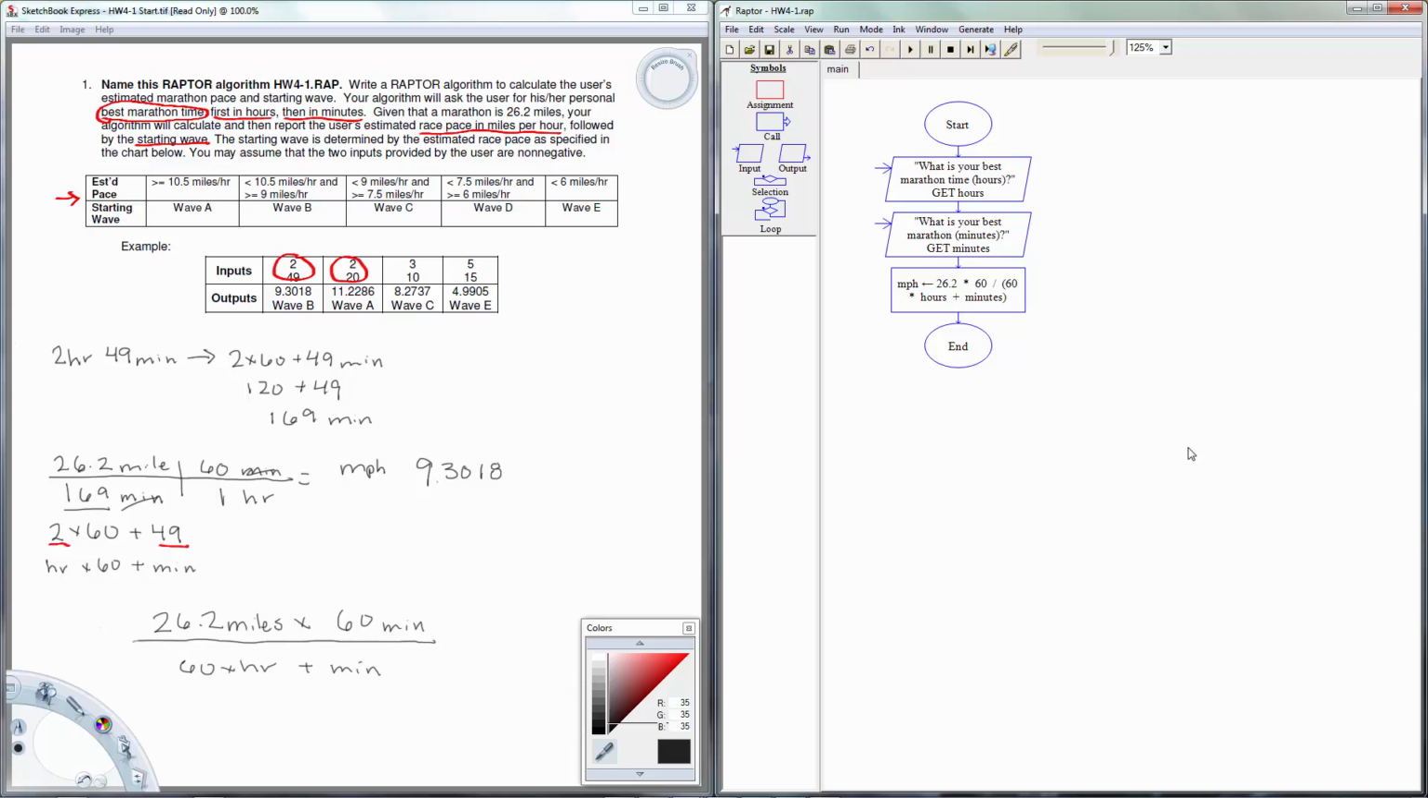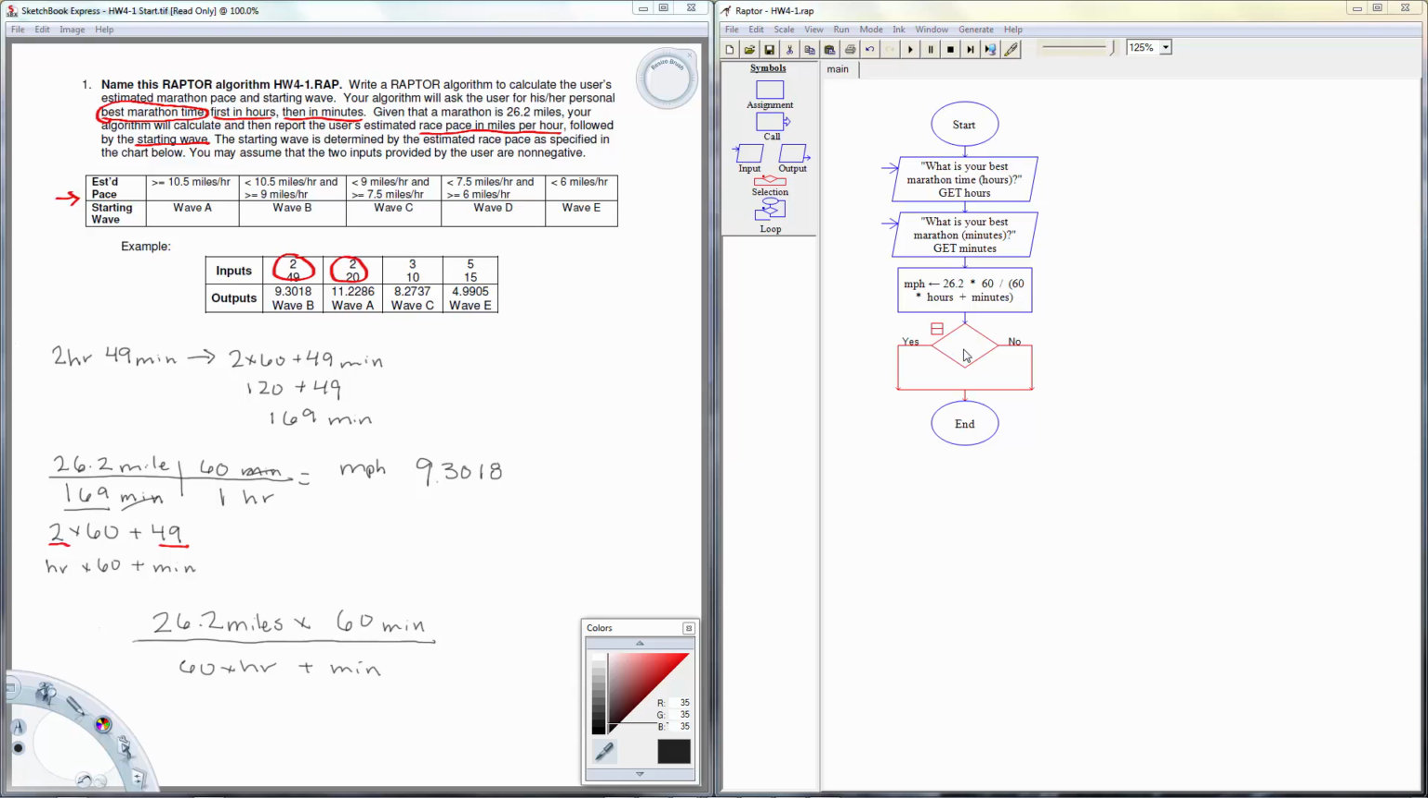So now we have two inputs and we have calculated our miles per hour. From there we can use the miles per hour value to identify which wave the user should be in using the table that the algorithm specified. So we'll add our selection statements.